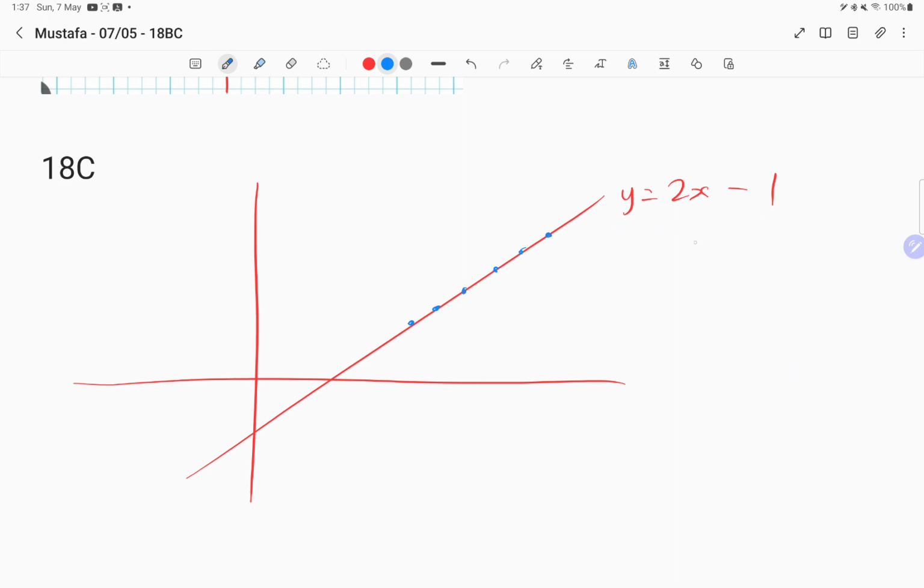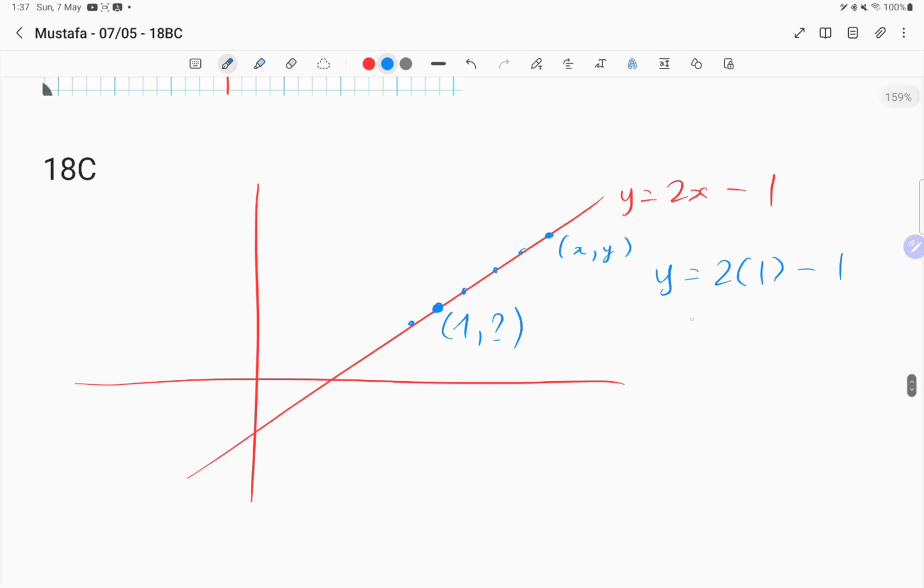So what it's saying is that for any point, it will be the (x, y) coordinate. Let's say I pick this random point down here and I say x equals 1, what's the y value? Then the y value must be 2 times the x value minus 1, because it's the same relationship, it's on the same line. So that would be 2 times 1 minus 1, which is 1. So that would be the point (1, 1).